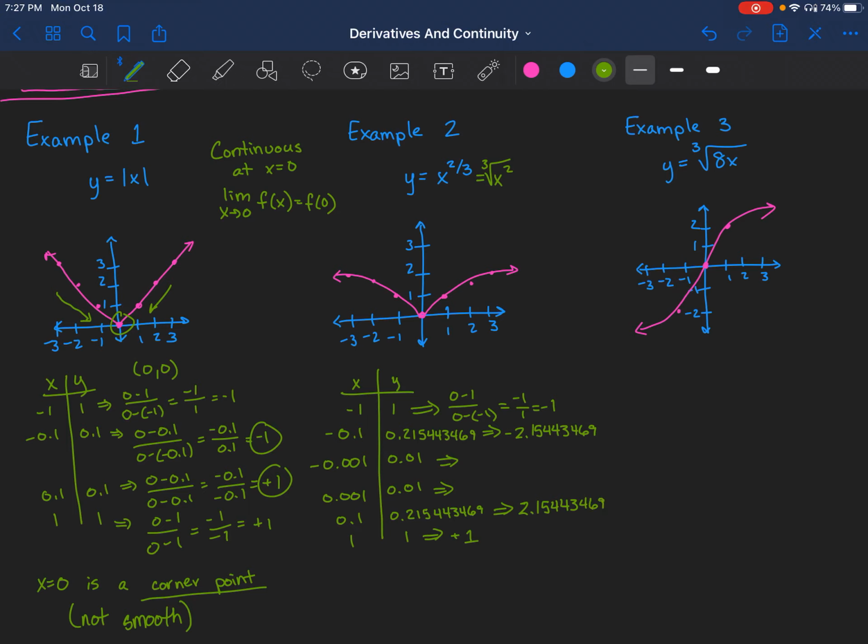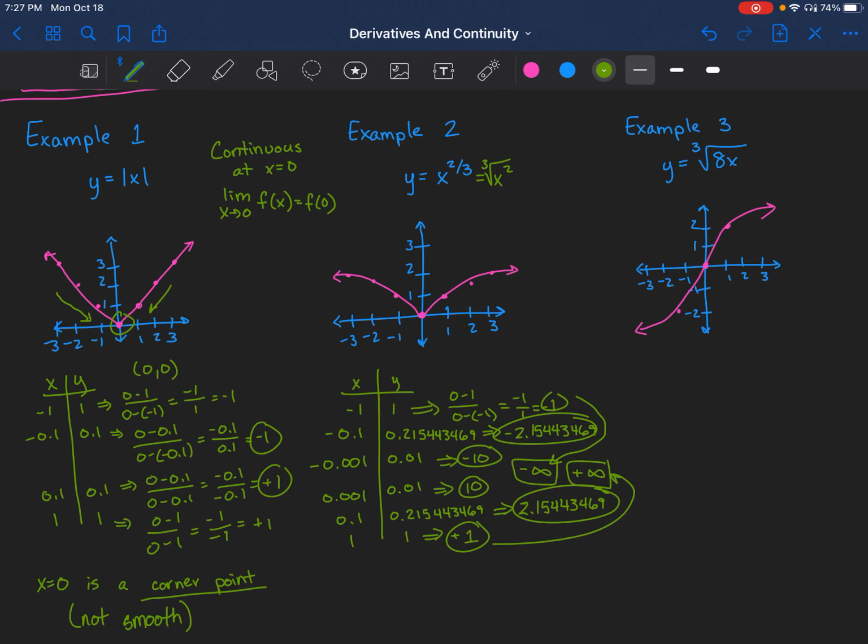So if I do 0 minus negative 0.01 divided by 0 minus negative 0.001, we get negative 10, and this is actually positive 10. If you tested more numbers, what you would hopefully see is that on this left side, we have these negative numbers. They actually get really big really fast. So we've got negative 1, negative 2.15, and then negative 10. That's headed toward negative infinity. But if I check the other side, the right side, it goes 1, 2.15, and then 10. So this side is headed toward positive infinity.